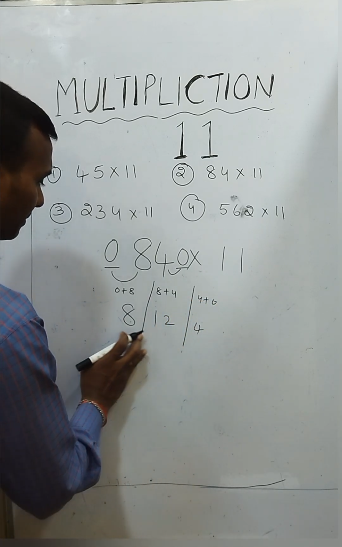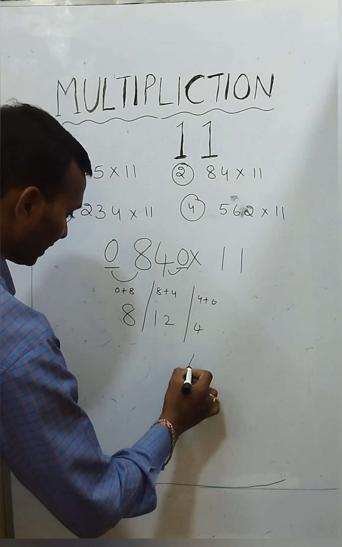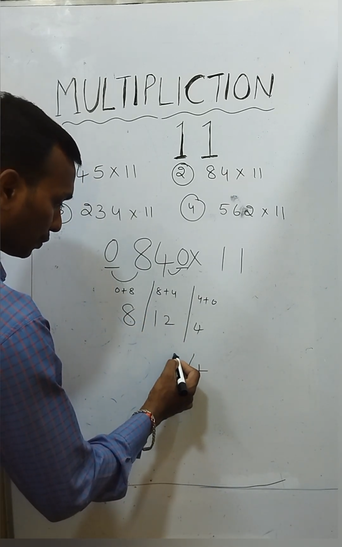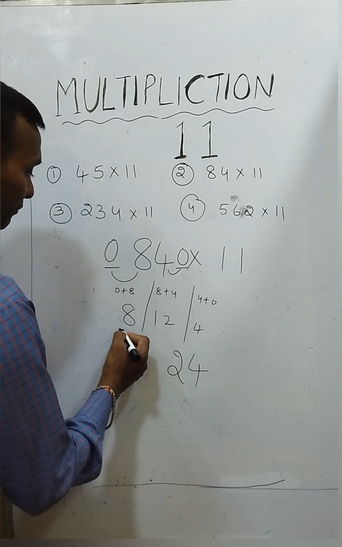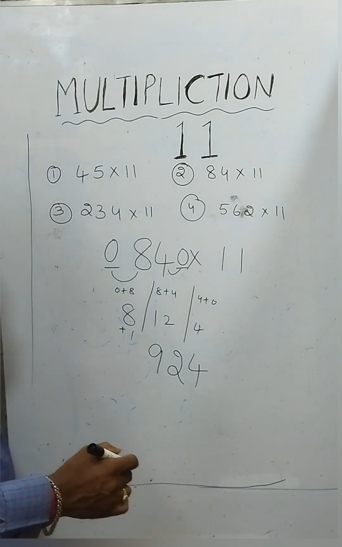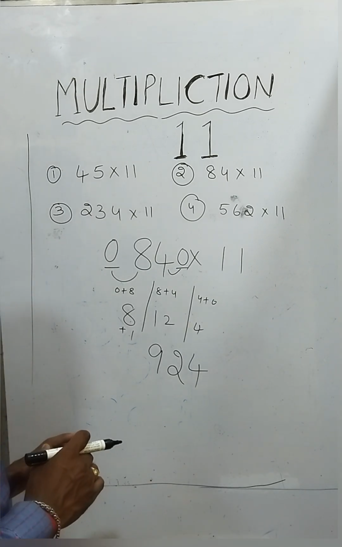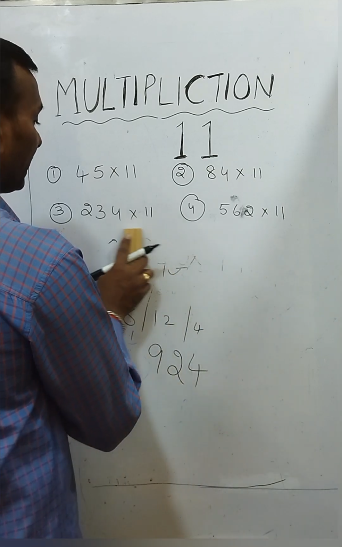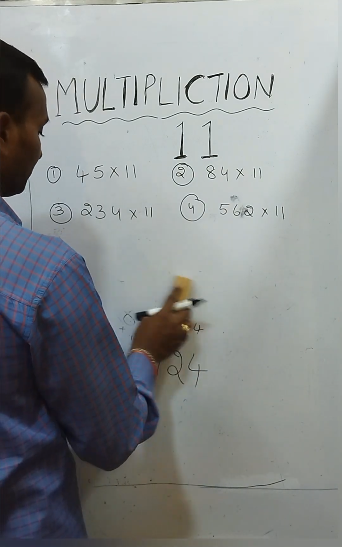4 is a single digit number. Directly we can write 4 here. 12 is a double digit number. 2 we will write here. 1 will be carried forward. 8 plus 1 becomes 9. 924. This is the way we will multiply any number with 11.